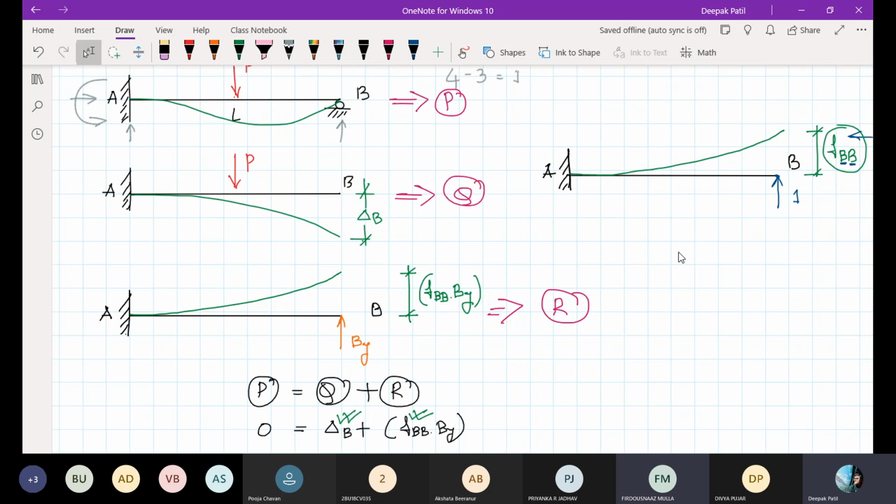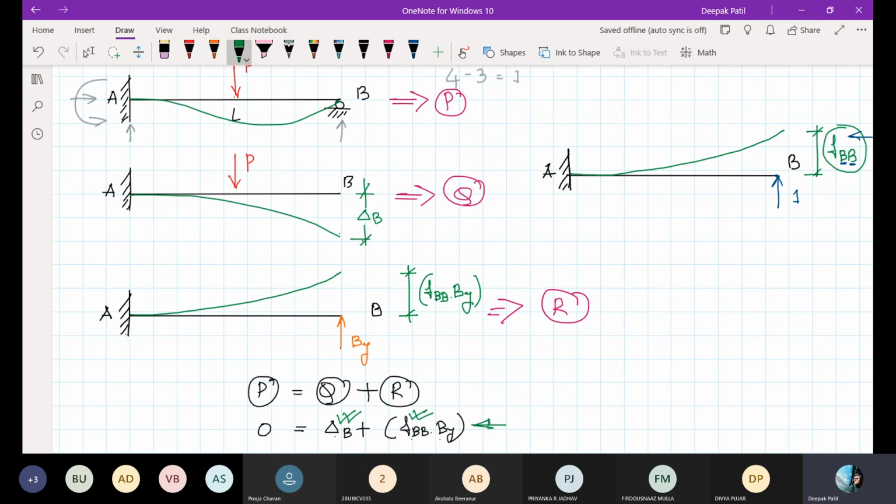Let me just explain once again. Have you understood this equation? How I wrote? Yes, sir. In that case, what are the unknown things in this equation? Delta B, FBB, and BY. Now, how will you find all these terms? Delta B is from Q structure. Delta B is the deflection at the free end of a cantilever beam, which is having a point load P exactly at the center. Simple thing.